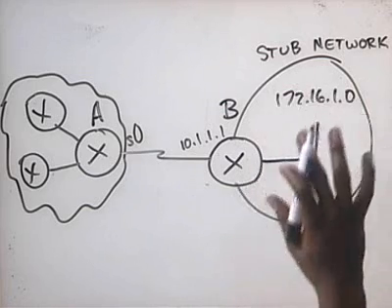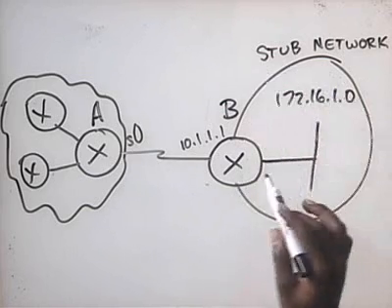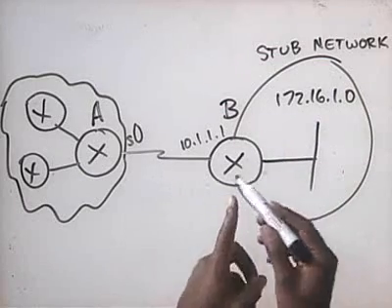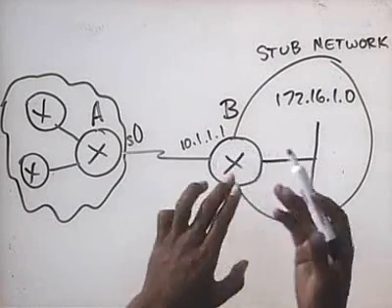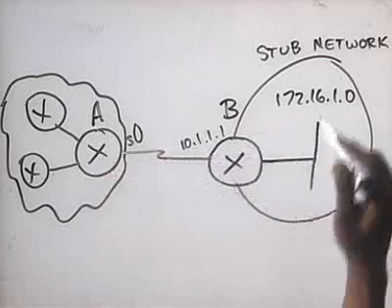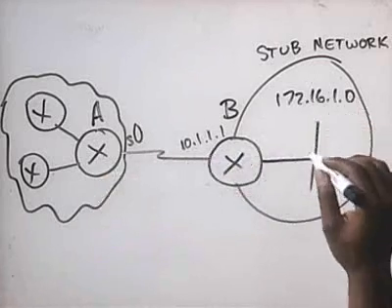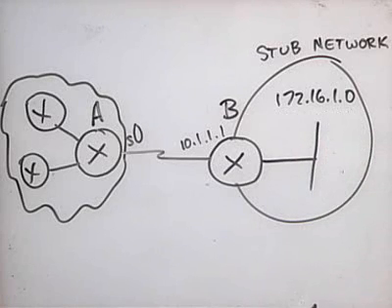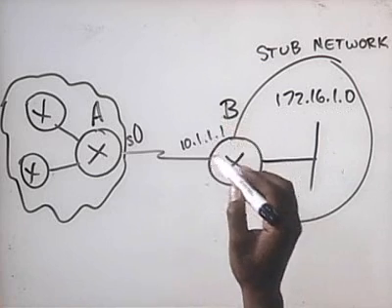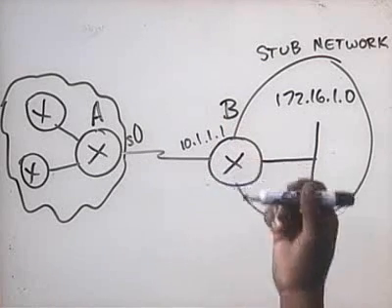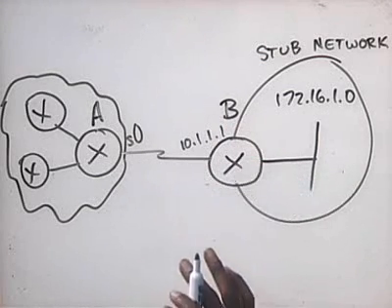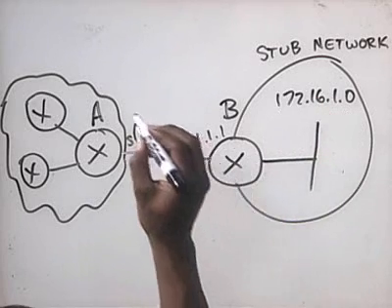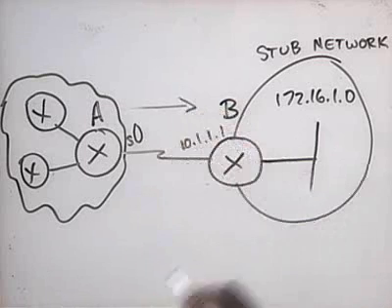Here's an example of a stub network. A stub network is any network that has one path in and one path out. This router is the gateway, or its only gateway, in and out for this particular network, the network 172.16.1.0. We configure a static route into this network and out of this network in order for communications to occur. Let's take a look at the one that's going into the stub network.